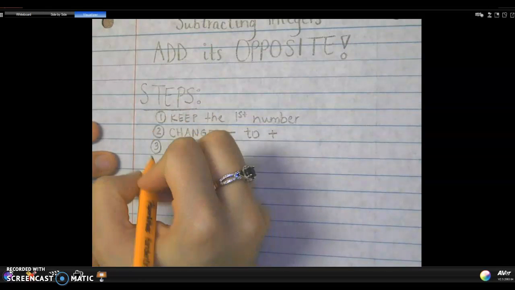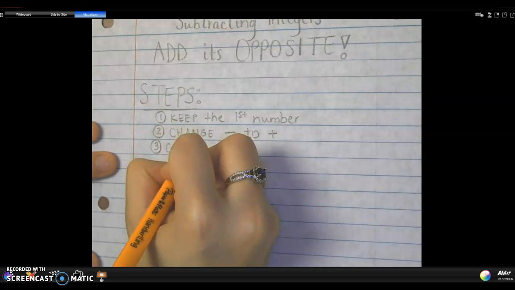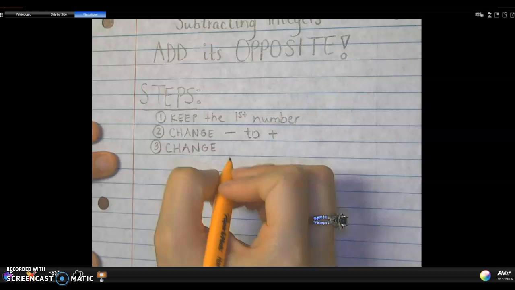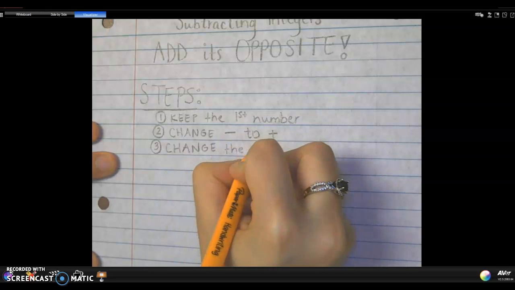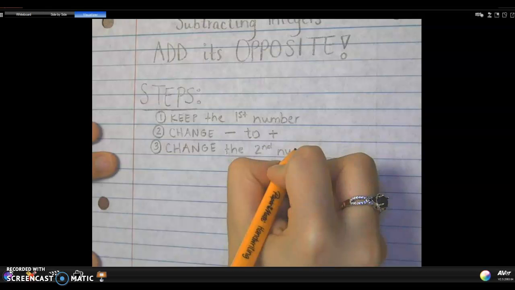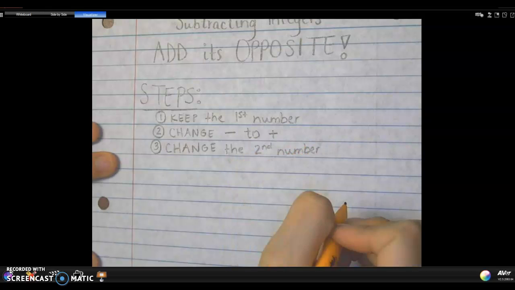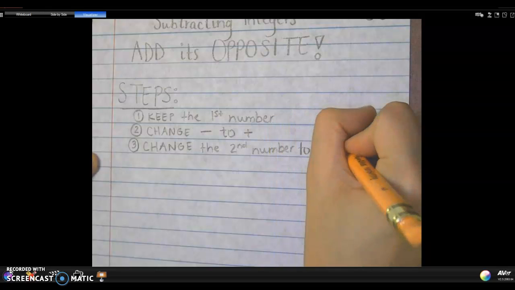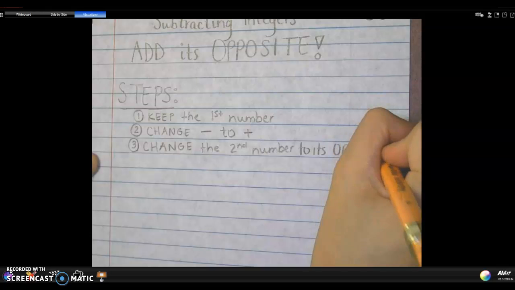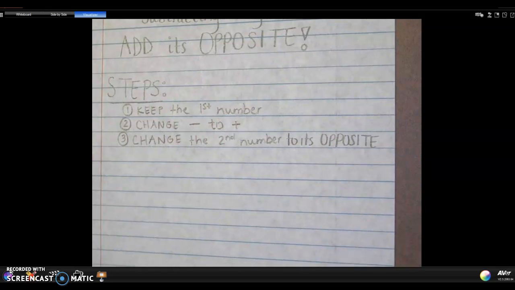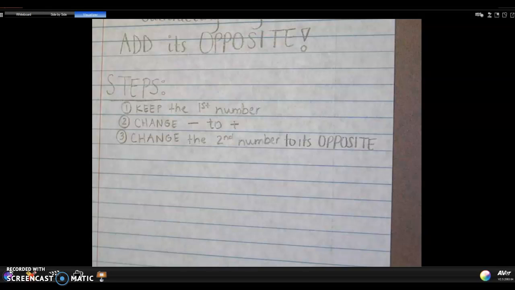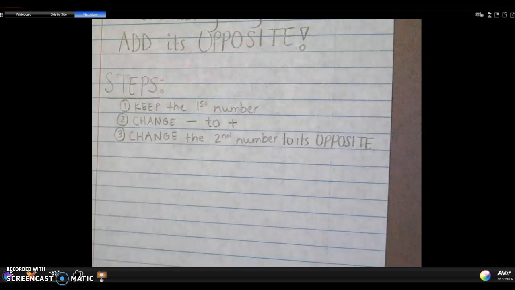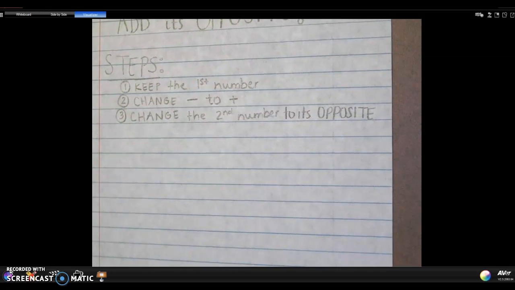Step 3, we're going to change the second number to its opposite. So if the second number is a 5, the opposite will be negative 5. The second number is a 3, the opposite will be a negative 3. The second number is a negative 10, the opposite would be a positive 10.